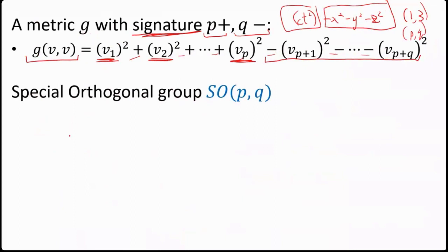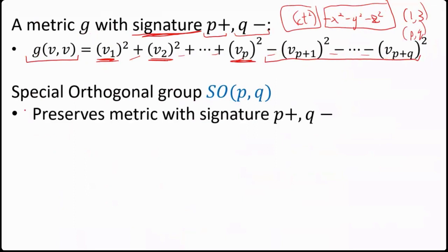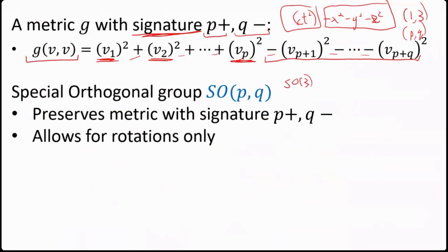So when we have a special orthogonal group SO(P,Q), that just means we do a rotation that doesn't change the metric value. So SO(3) is 3D rotations. It doesn't change the dot product in 3D space. This would be rotations in spacetime, or Lorentz transformations, and it doesn't change the spacetime dot product.